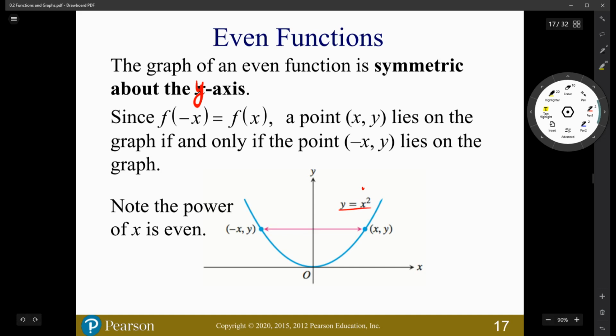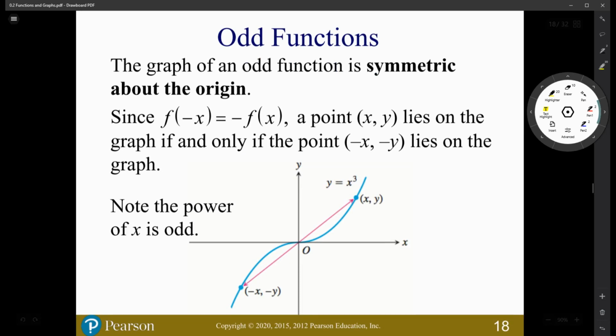It's y equals x squared. You can see that if there exists a point on this graph x, y, there is a point on the other side, symmetric about the y-axis, negative x comma y. Another thing to note here: note that the power of x is even. Y equals x squared. The power on that monomial x is even. 2 is an even number.